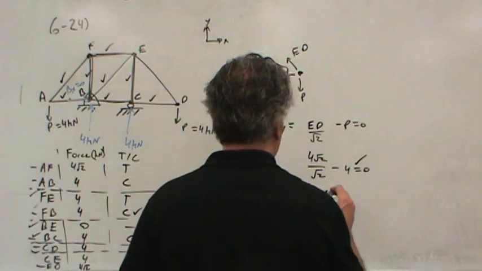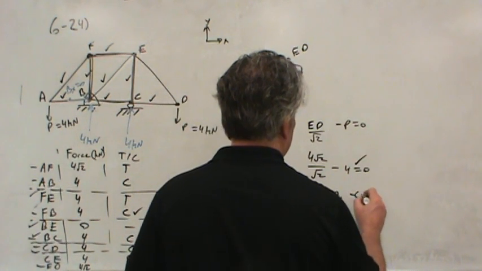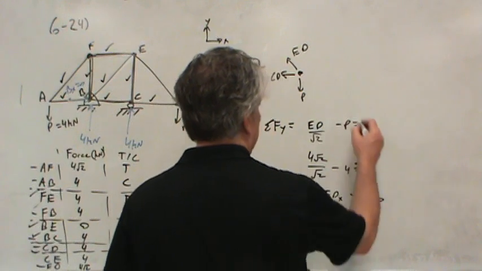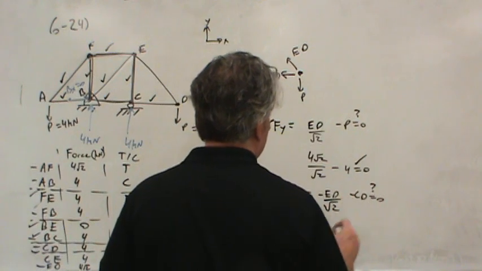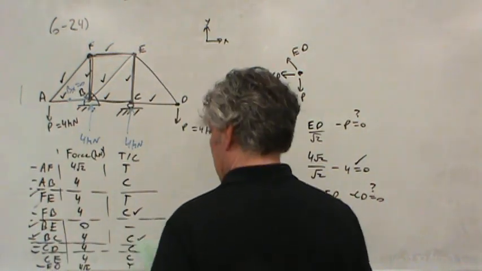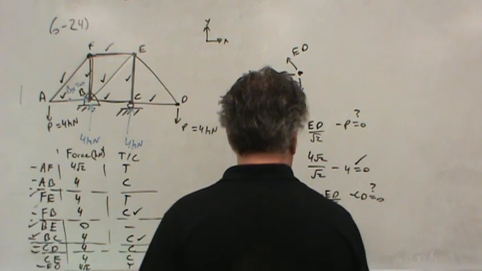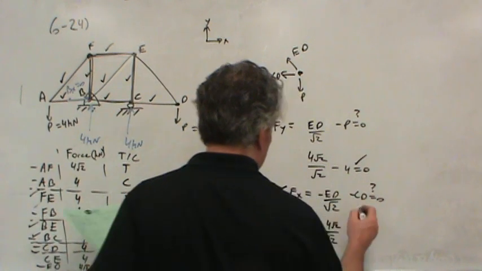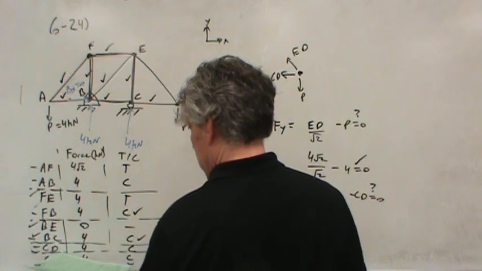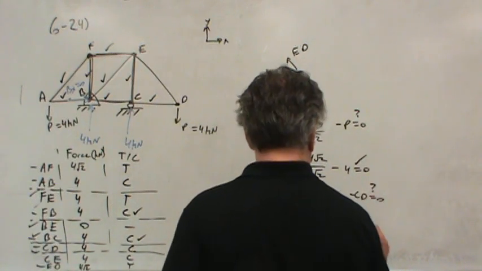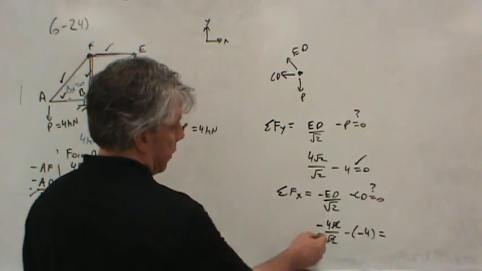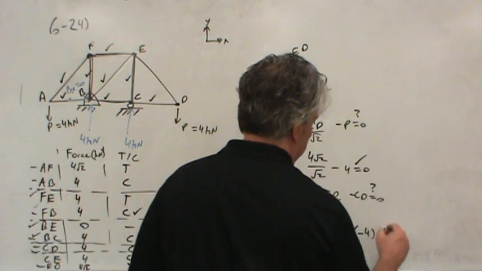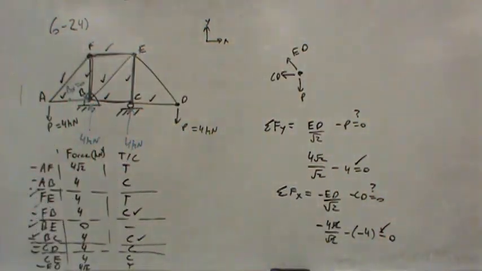If we sum forces in the horizontal direction, what do we have? Well, let's see. Negative EDX minus CD equals 0. It's a question that we're trying to verify. So this is the same thing as ED over root 2. And so let's see. ED is a tensile load of 4 root 2, minus CD. CD is a compressive load, so it is a negative 4. And let's see, so root 2's cancel. We have positive 4 minus 4 equals 0. That checks out.